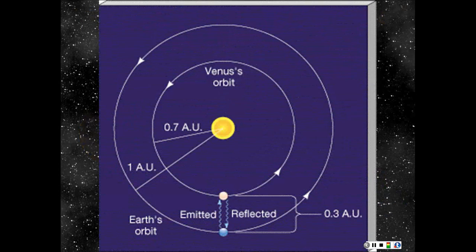As I said, what we actually do these days is we can bounce radar off of Venus and time how long it takes to come back, and that gives us the distance to Venus, and again we can work out the distance to the Sun from the Earth.